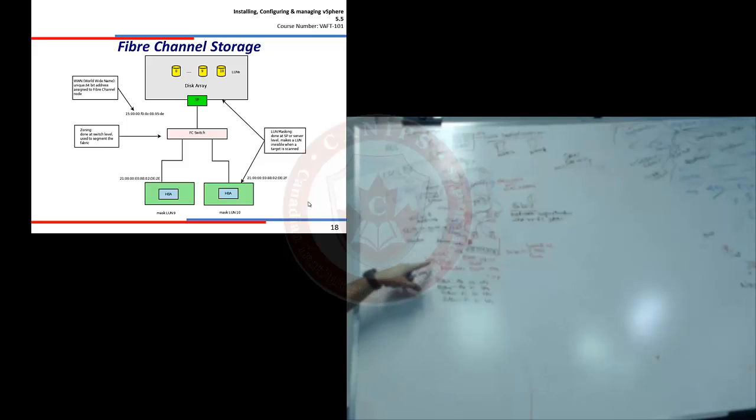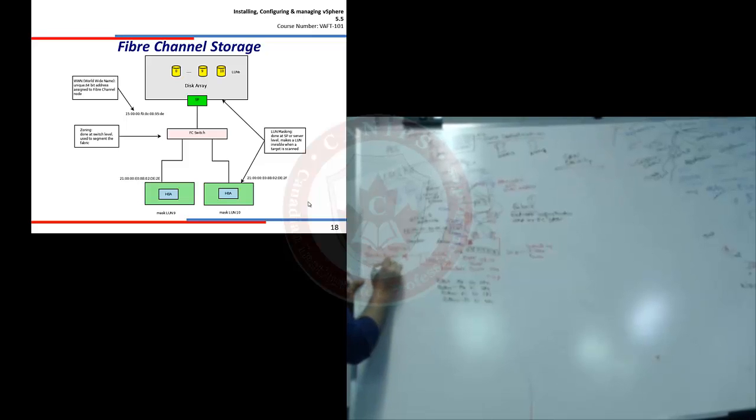Now this LUN, or logical unit number, is a logical partition of the raw disk that needs to be provided to the ESXi host.